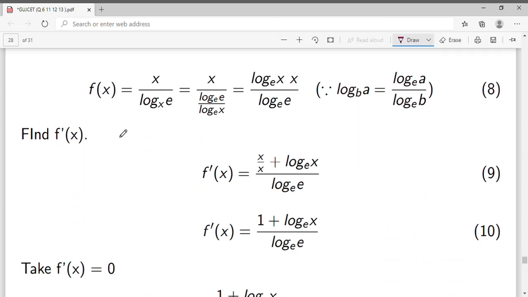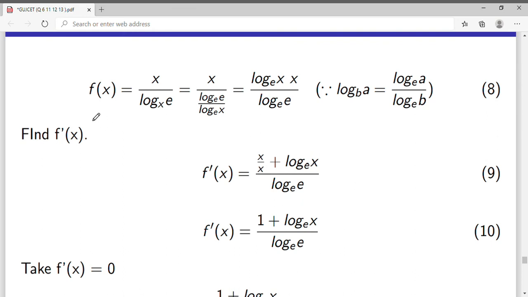Now find the solution for the given function. f x function is x upon log e base x. So first of all, here base x is given. To find the derivative, first of all we have to convert it into log x. So how can we convert? Here we use the property of the log function. If log a base b is given, how can we convert it into a common base? We can write log a base e upon log b base e. So using this property, log e base x is written as log e base e upon log x base e.